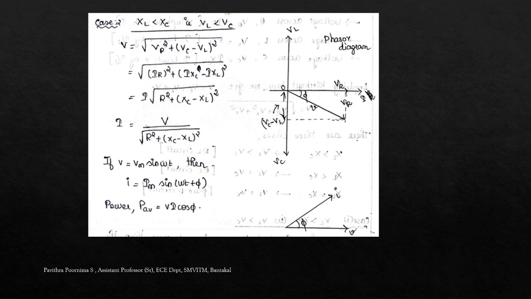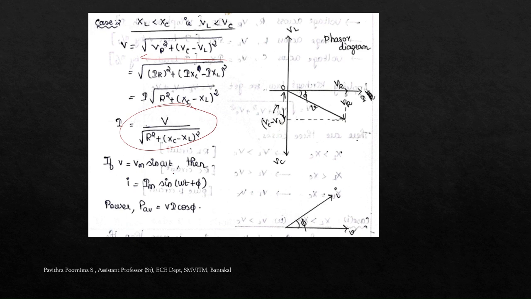In a sense, the capacitor dominates over the inductor. So XL is less than XC, therefore VL is less than VC. So we write the total voltage V as root of VR the whole square plus VC minus VL the whole square. Substituting, we get I equal to V divided by square root of R square plus XC minus XL the whole square. This denominator term represents the impedance.